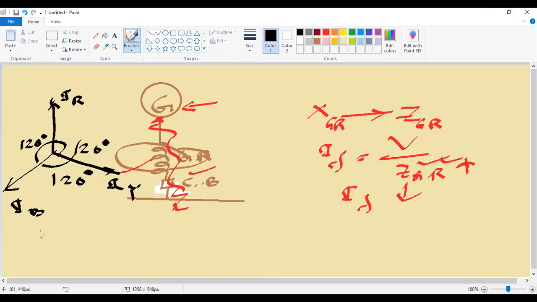Now, in this case, the fault current IR will be equal to IY, equal to IB, which should be equal to the fault current IF. Is it clear? Yes, sir.